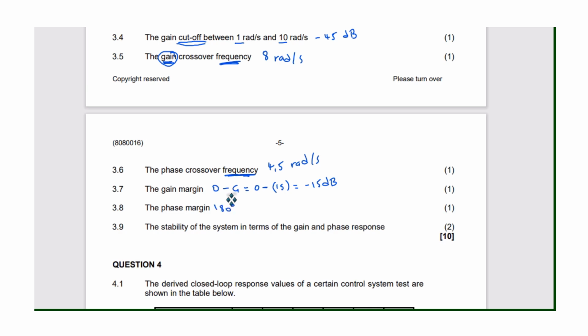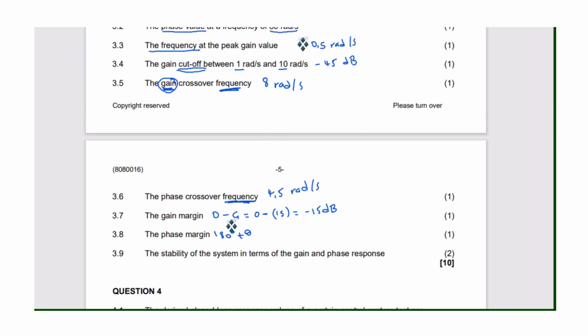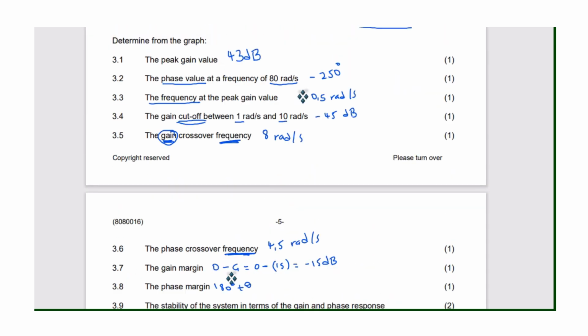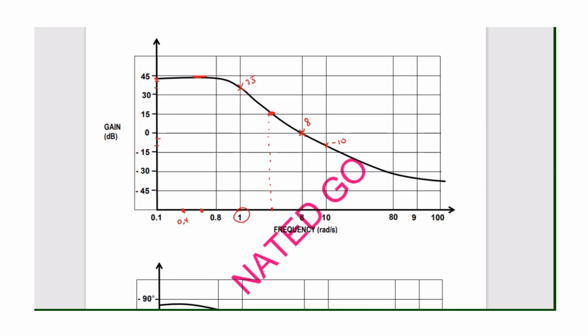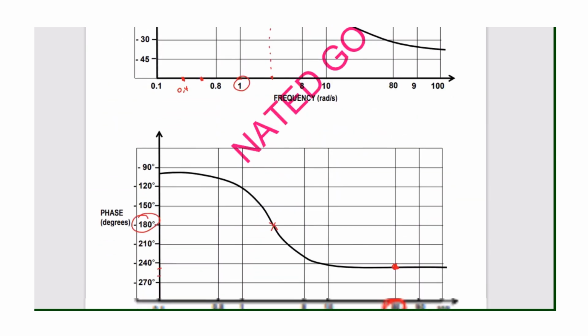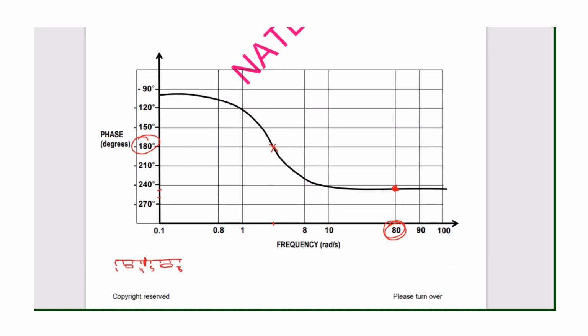Now phase margin, it's 180 plus theta. Now let's go to our gain crossover frequency. We said when our gain was 0, the frequency was 8 rad per second. So I'm going here. When gain was 0, frequency was 8. So I must go find phase at frequency of 8. So here's phase at frequency of 8. It looks like it's minus 230.